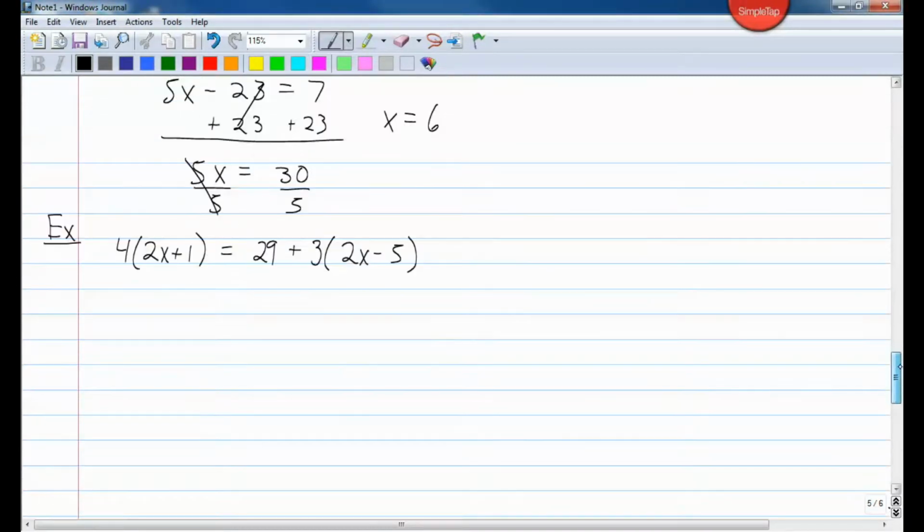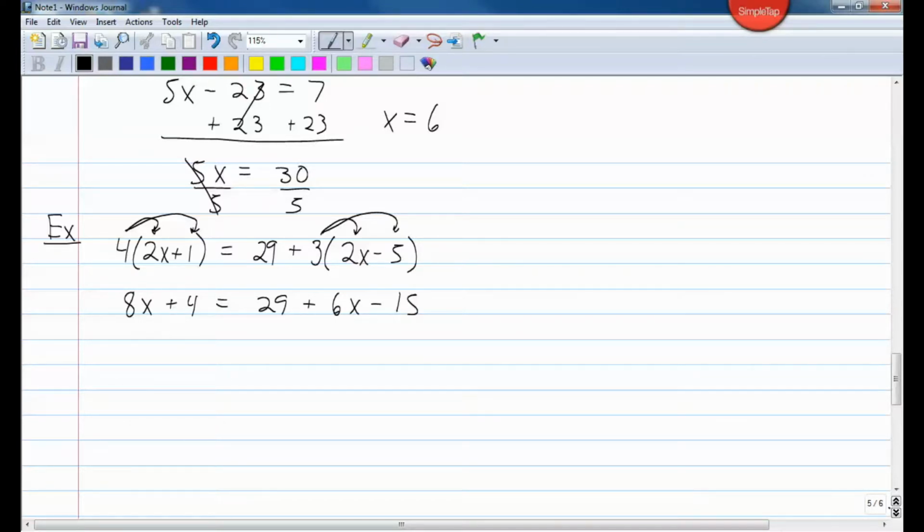Let's take a look at this equation. First, I'm going to distribute my 4 to everything inside the parentheses. So it's going to be 8x plus 4 equals 29 plus, now distribute your positive 3 to everything in the parentheses, 6x minus 15.